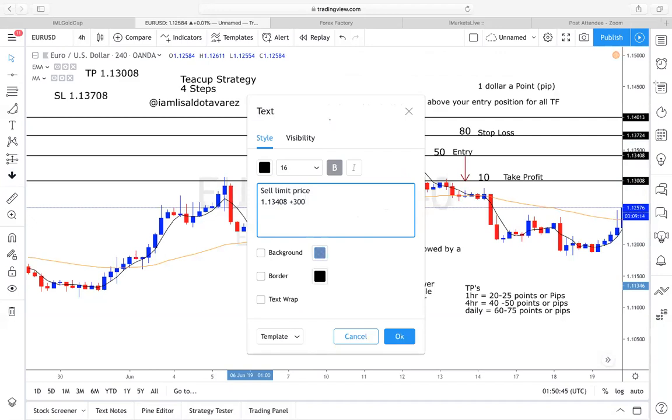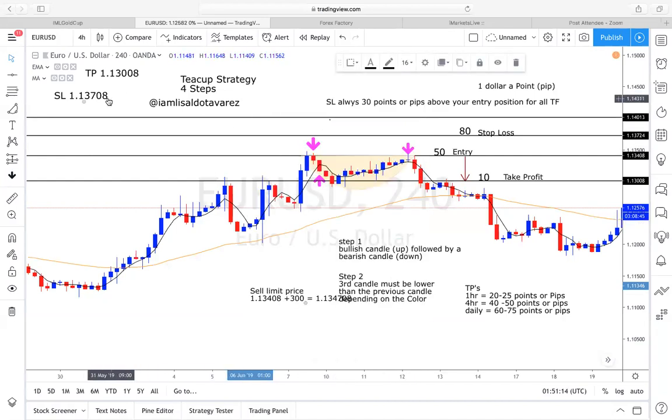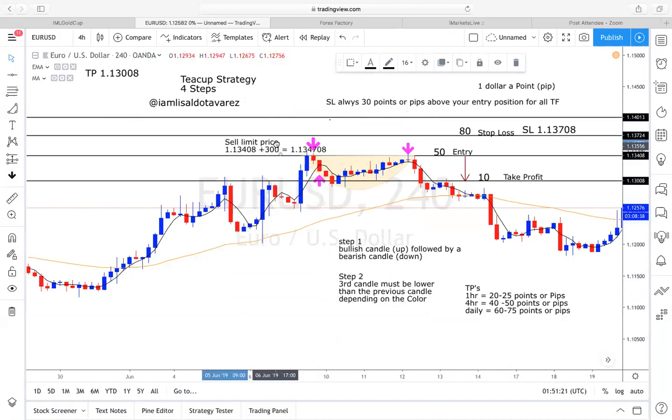Plus 300 equals 1.13708. That's your 30, oh, sorry, 1.34708. So 1.1348 plus 300, which is actually 30, but we do it by the hundreds, equals 1.13708. And that's your stop loss. Look, stop loss up here, boom. All I did was add. I added 1.1348 plus 300 equals 1.134708. Oh, I don't know why. I'm bugging.